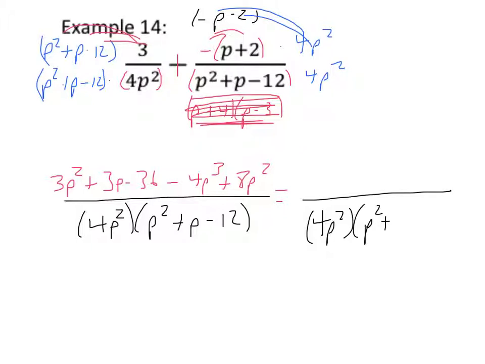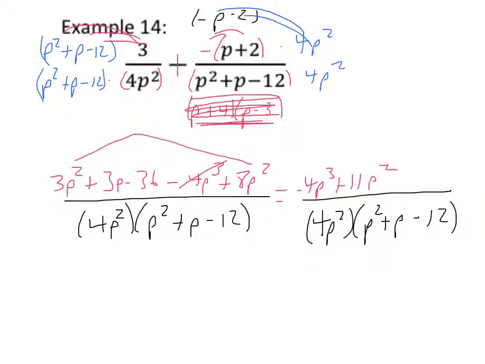If you haven't noticed, we don't ever really distribute and clean up the denominators because this is plenty of work. That's good enough for us. So we have a negative 4p cubed, that's this one. We have like terms here, which is plus 11p squared.